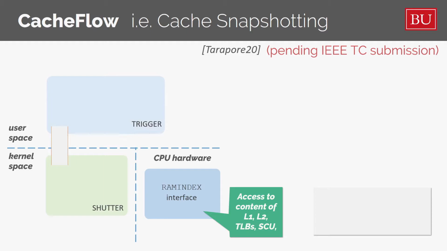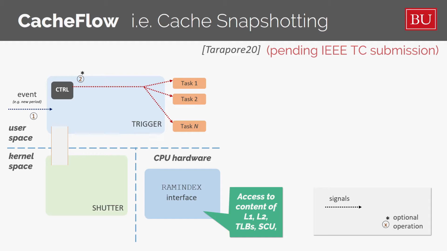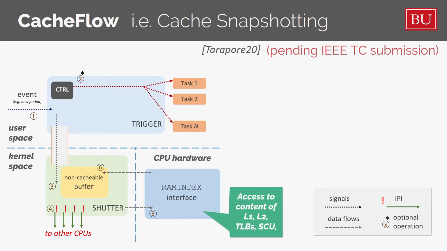And so what we do is we observe a set of applications, and essentially the trigger is activated by the arrival of an event. And when an event arrives, which signals the beginning of a new cache snapshot, what the trigger does is essentially send control signals to stop and freeze in time the observed tasks. And then it communicates with the shutter, which in turn stops the other CPUs, and then goes and uses the RAM index interface to fetch the current content of the cache into a non-cacheable buffer to prevent pollution of the cache itself.